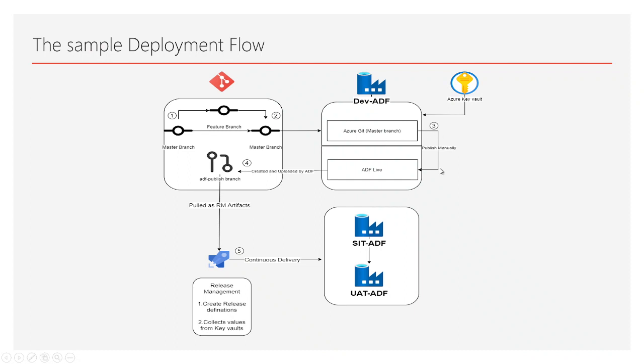We published everything manually. After it got published to ADF Live, we created an ADF publish branch and it creates the Azure pipeline. By using continuous delivery, we are pushing everything to the SIT and UAT branches. There is no need for manual deployment. And for secret management in all these environments, we are using Azure Key Vaults.